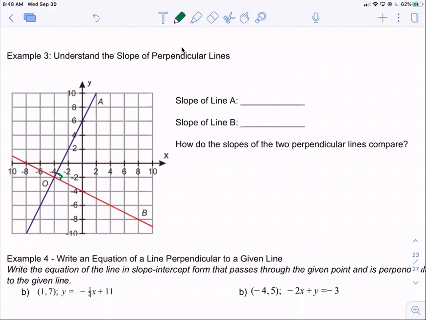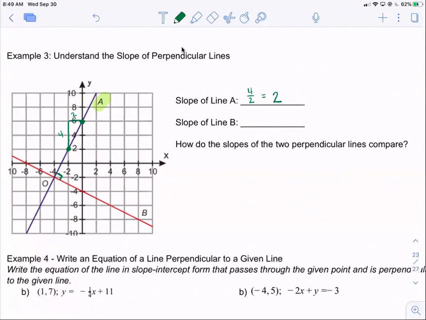So if we look at our first line, line A, we want to find 2 points that cross through our graph nicely, and I'm going to use (-2, 2) and (0, 6). The thing to be careful about is that our graph is going by 2s, not by 1s. So when we rise, we're rising 2, 4, and then we're running 2. So the slope of line A would be 4/2, or just 2.